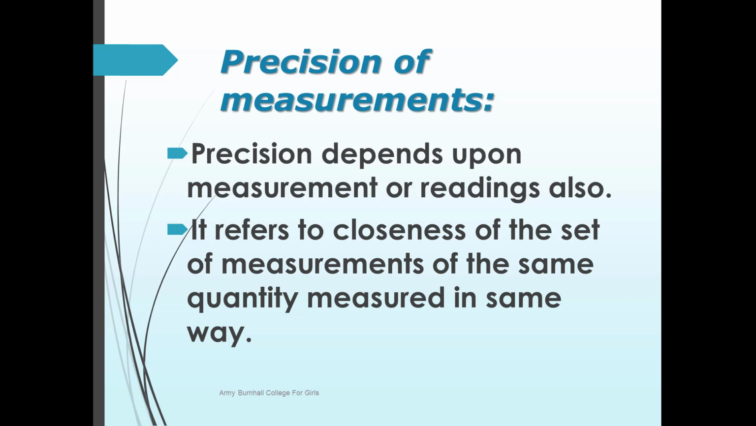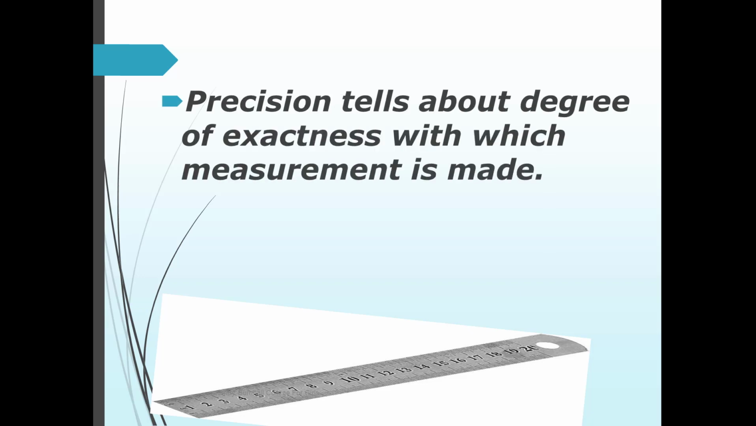So what is precision of measurements? It is telling us about the closeness of set of measurement, that how close the observed values are to each other. It doesn't matter whether these values are close to the actual value or not, they should be just closer to each other. Okay, so we say that precision tells about degree of exactness with which measurement is made. So all the times we are getting almost the same value, whether it is close to the actual value or not, it should be closer to each other.